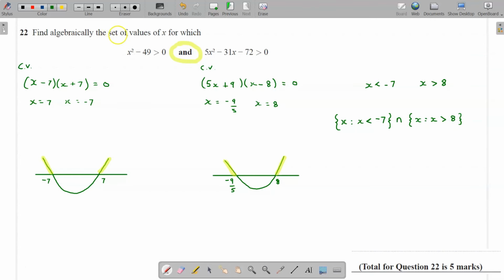Now you might get away with just using the two inequalities, but if you could learn that, that's an intersection symbol. That's proper set notation, which you would be using if you were doing A-level. So that's the answer to the question, and that's the end of it.